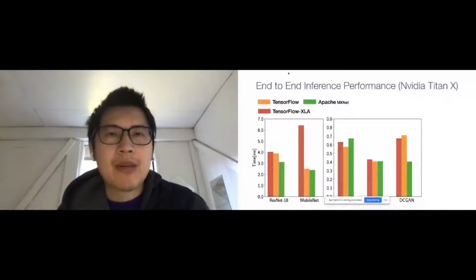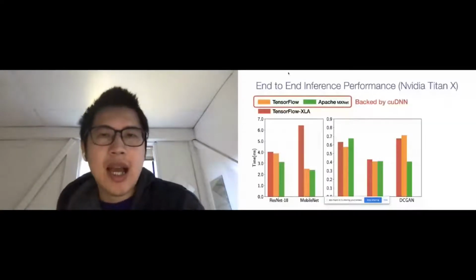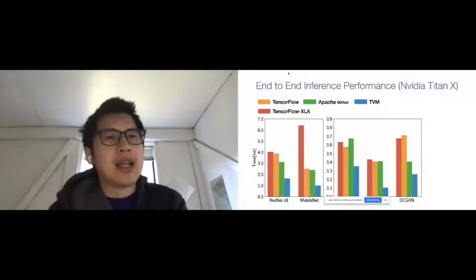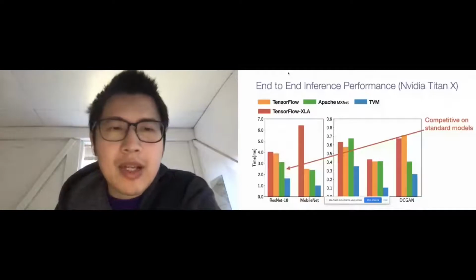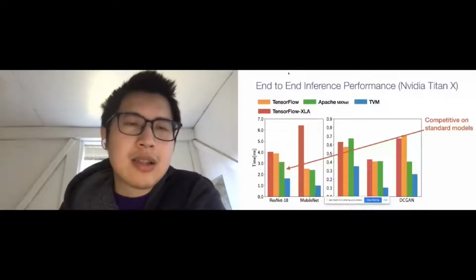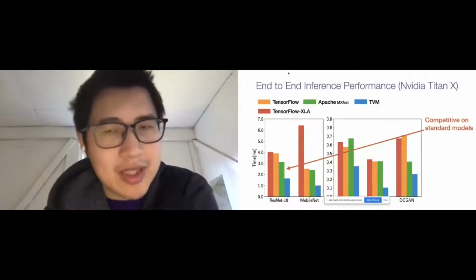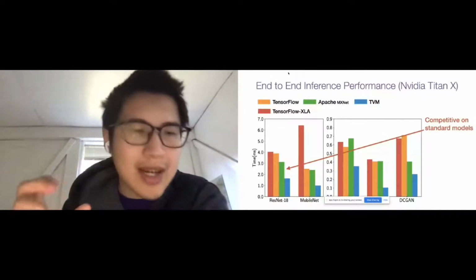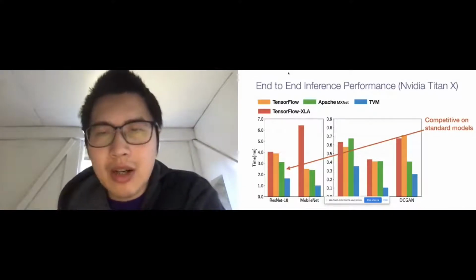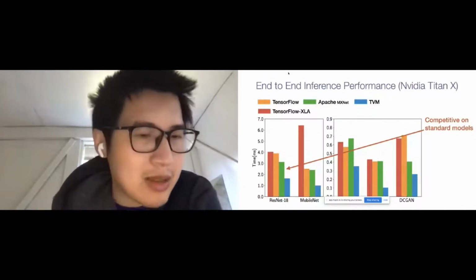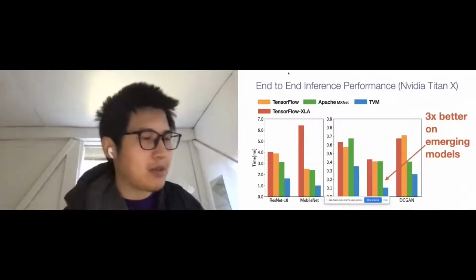Both TensorFlow and Apache MXNet are backed by the cuDNN library. And if you run TVM, you can find that you can get better performance. There are a few highlights here. For example, if you look at the left side, it's a model on ResNet 18, and we can get pretty competitive performance on those kinds of standard models. What's the most exciting takeaway, though, is that if we look at the far right, this is a model called the Deep Q Learning model, and we get 3x better performance than the standard deep learning framework.